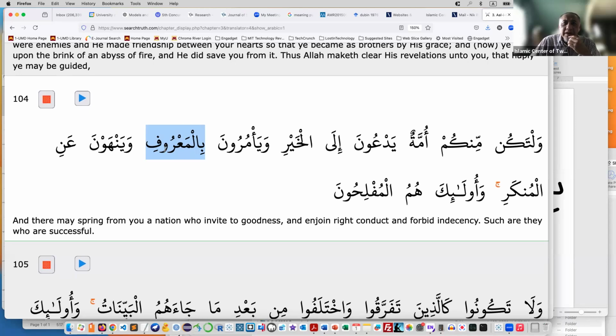Let me try. Let's go back to Arab. Okay. Let's try this one, Arab. So start with this one. What is this? How do you pronounce these two letters?